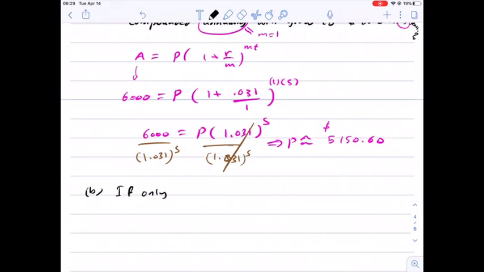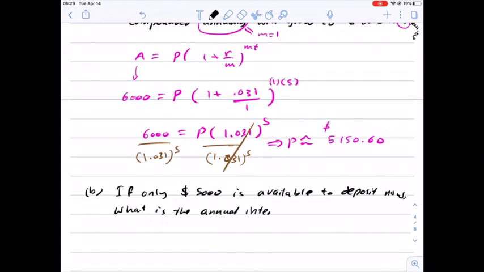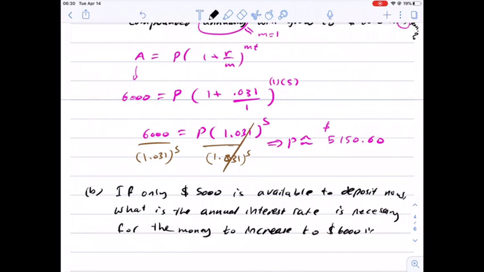Now part B, if only $5,000 is available to deposit now, what is the annual interest rate necessary for the money to increase to $6,000 in 5 years?